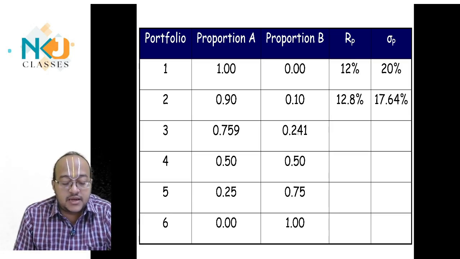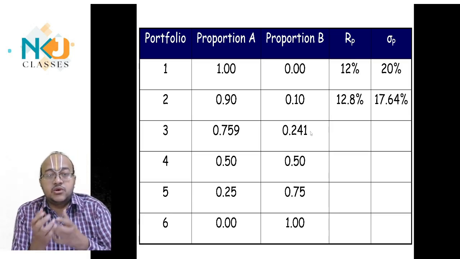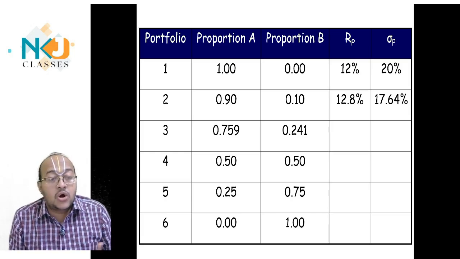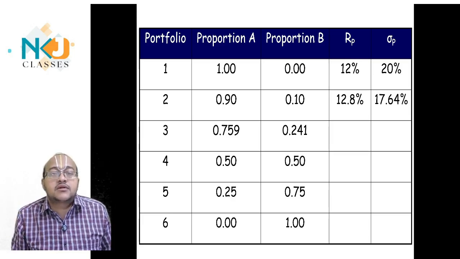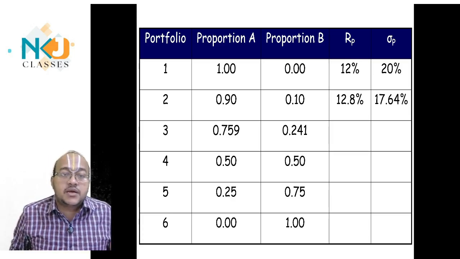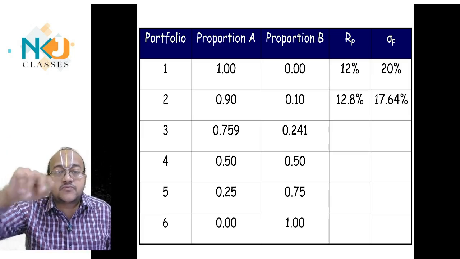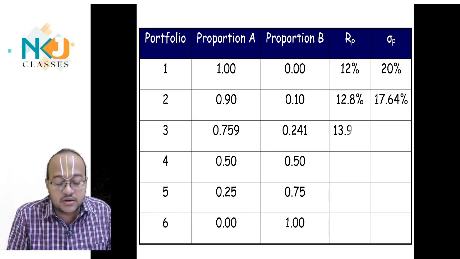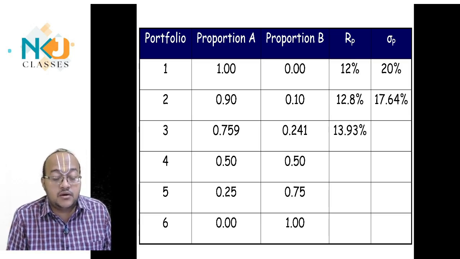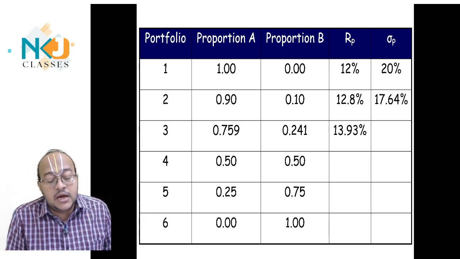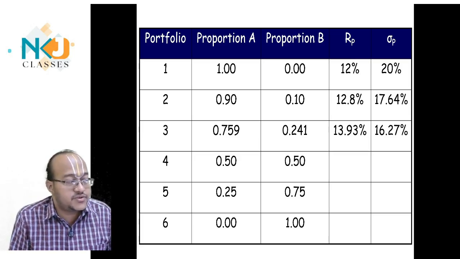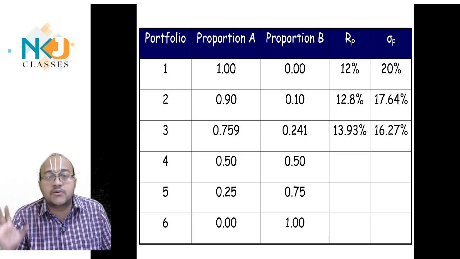From 10%, I inject more because it is reducing risk. Security B is more favorable, right? It is reducing risk, and also increasing return. So I will see what is happening if I inject 24.1% of security B. What is happening? The return of the portfolio becomes even higher, 13.93, and the risk of the portfolio becomes 16.21. Are you understanding? This is all calculated numbers. You can go home and verify.